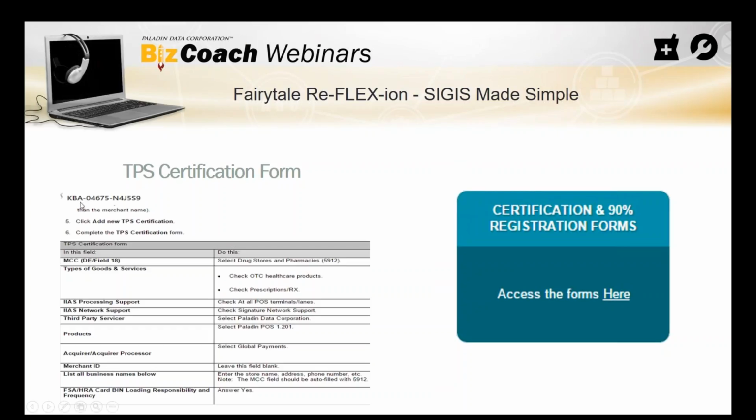So here on the screen, I'm pretty sure the knowledge base article number is the same, but you can just search the knowledge base article for SIGIS and it should pop up. But as you can see here on the left-hand side, this is basically the fields you'll be filling out. And to the right-hand side is literally the answers. So like I said, we try and make it as simplified as possible.